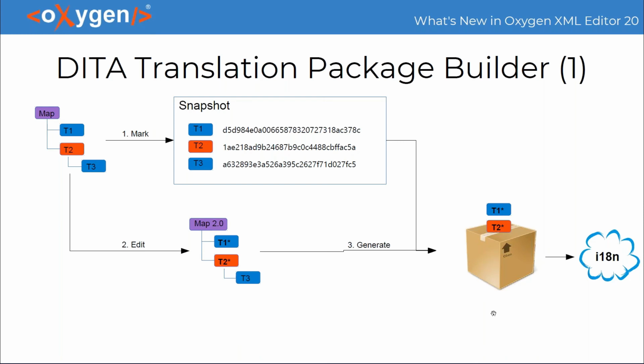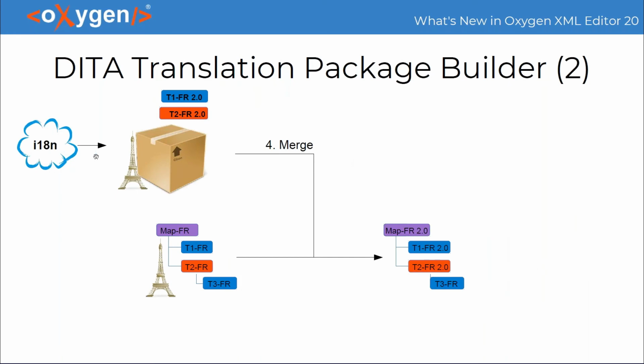From the translation provider, you will get another package with the French version of those modified files. And using again this plugin, this translation package builder, you will merge these French topics into the French version of your documentation, and you will get the next version of your map in that other language. So that's how this translation package builder works.